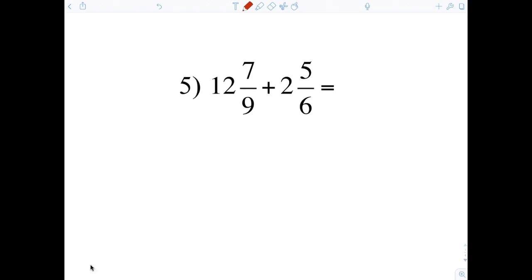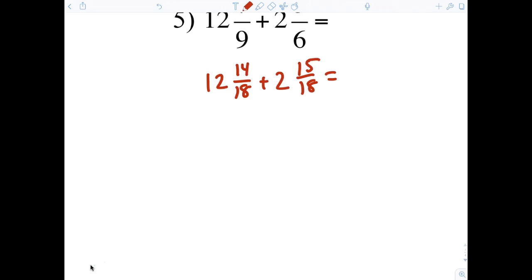All right. So common denominator is 18. So 7/9 is how many 18ths, guys? That's 14 18ths. Beautiful. Plus 2/6 is how many 18ths? Wow, good job, guys. 15 18ths. All right, now we said we're adding them together.